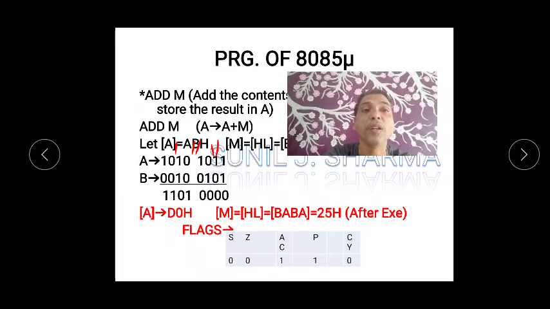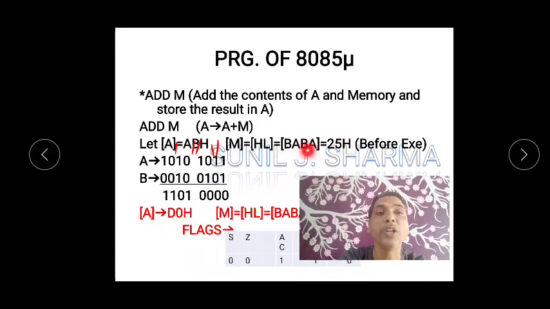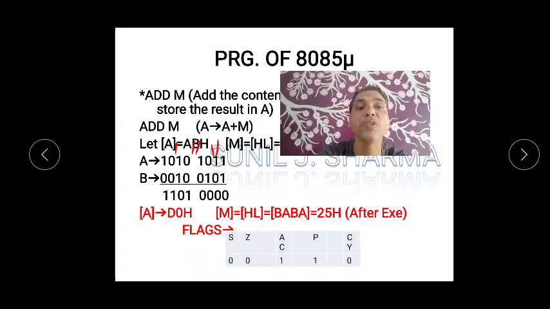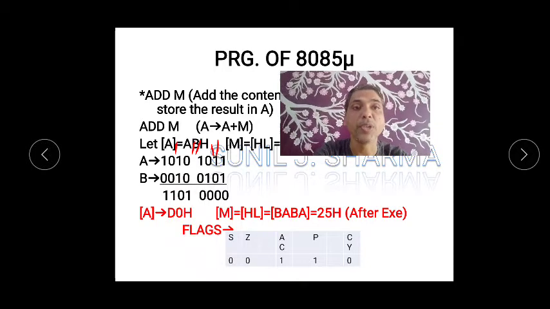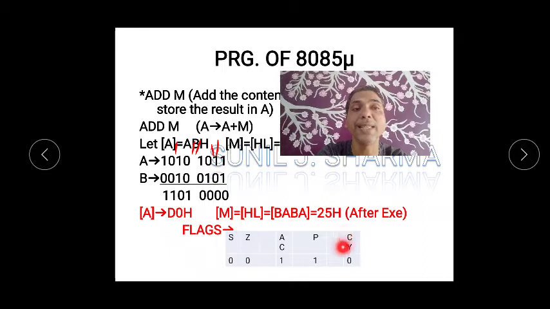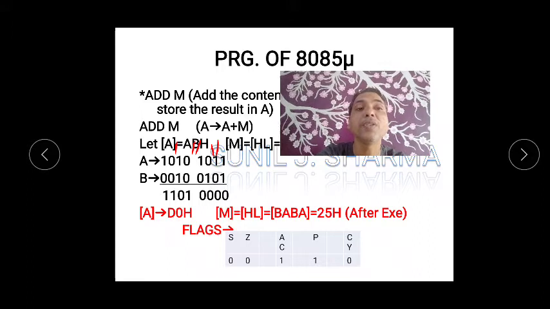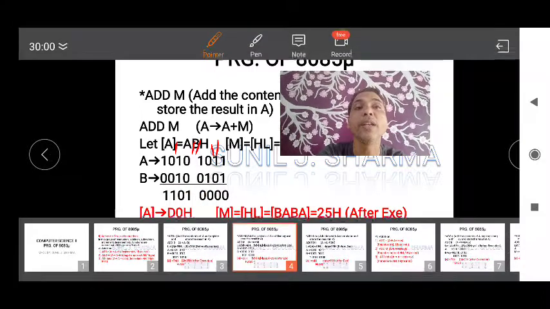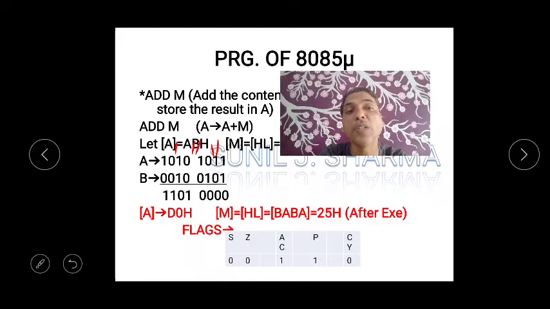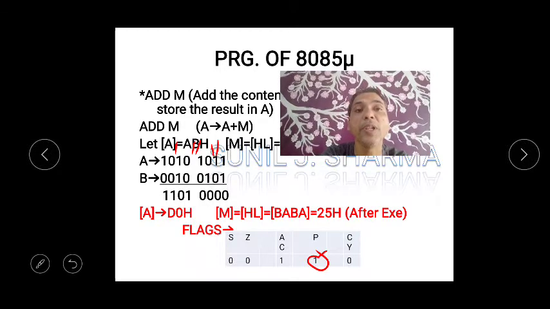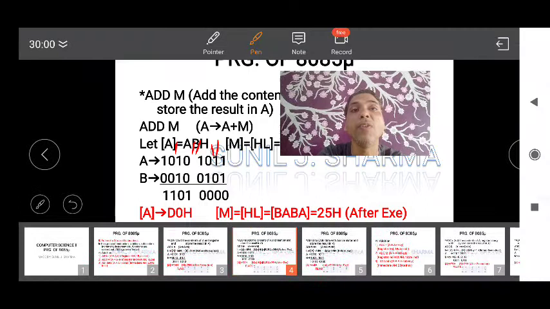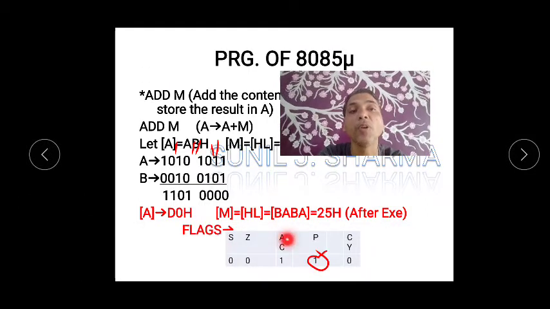Then the contents of memory are the same, no change in the contents of memory. You can see this is 25, here also it is 25; only the contents of accumulator will be changing. Now we have to set or reset the flags. Carry: we have not generated the 9th bit, so carry flag will be 0. Parity: I think this is wrong, parity has to be 0 here. It looks like copy paste, so this has to be 0, not 1, because we have an odd number of ones. Then auxiliary carry: definitely we have the auxiliary carry flag set.